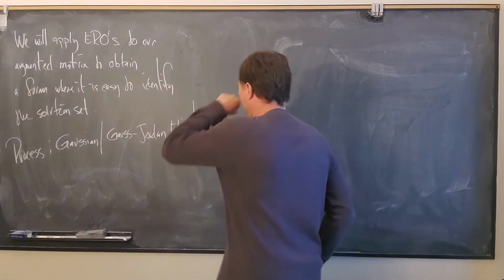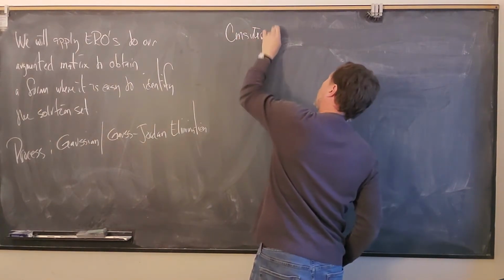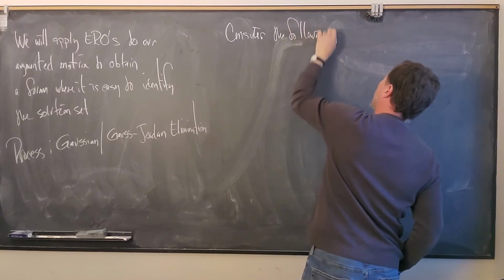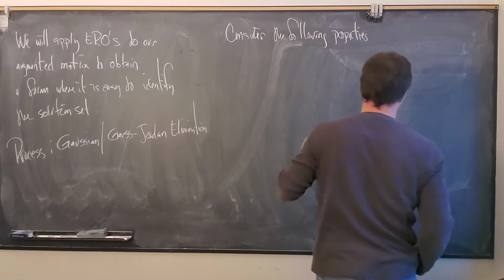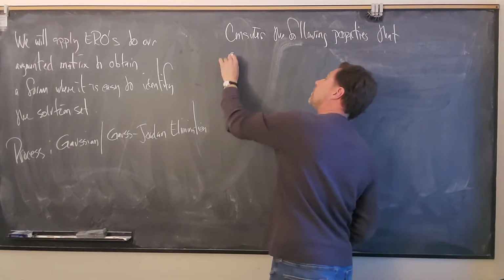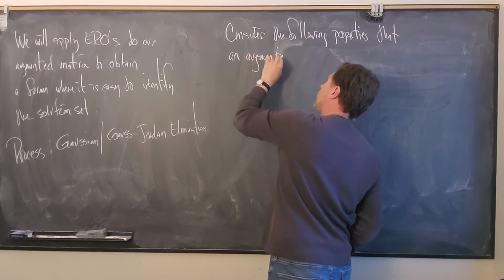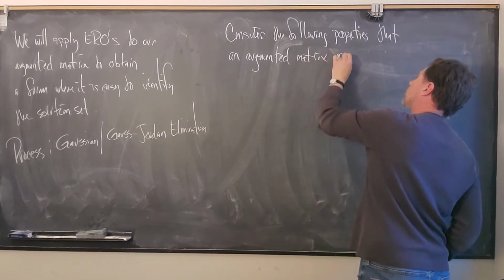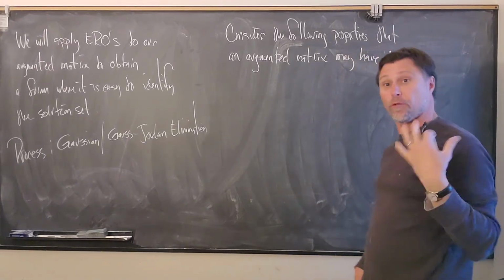Okay, so here's some properties. Let's consider the following properties that an augmented matrix may have. Okay, there's going to be four properties.